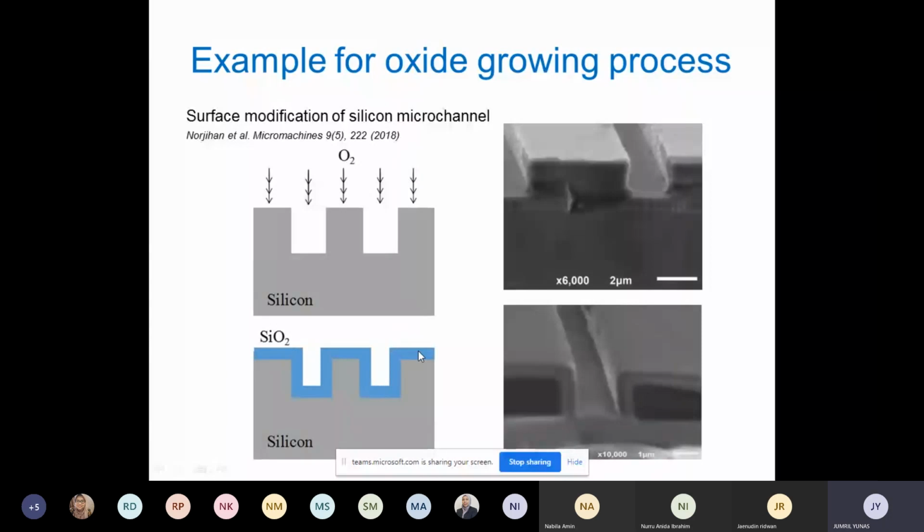By this process, the silicon trench width can be reduced. We can see here it is reduced by almost 80%, from 2 micron down to only 1 micron. This process is also used to make the surface smoother. Therefore, we call this process surface modification.